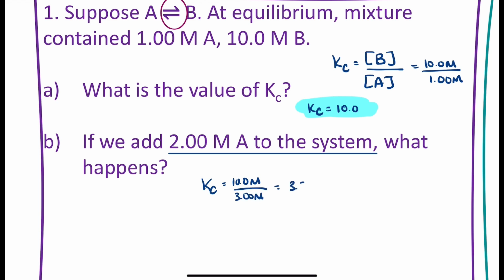So doesn't that just mean my Kc value is 3? And the answer is no, it's not correct. That's not what happens. We know that the Kc value is 10 here. It needs to keep that ratio at that temperature for this reaction. Kc is temperature dependent, but at that temperature, that Kc needs to stay the same. So this is an example of Le Chatelier's principle.